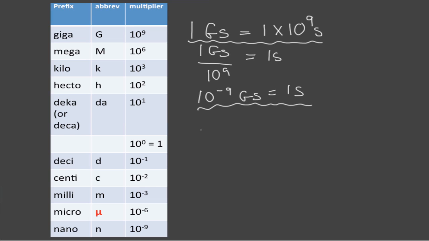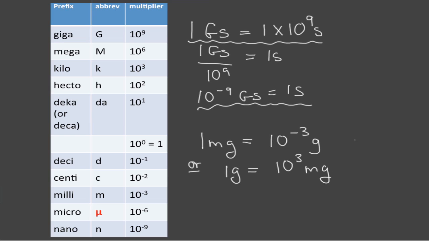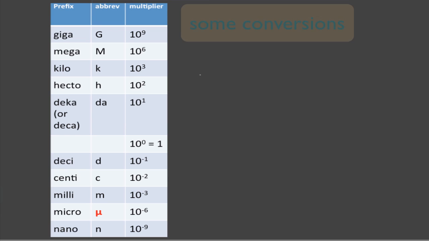1 milligram is 10 to the negative 3 grams. You can see that from the table. We can write that as 1 gram is 10 to the power of 3 milligrams. Again, you must be able to write these relationships both ways. Now let's look at some conversions.